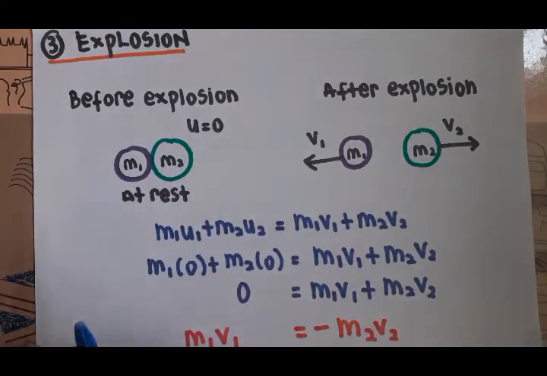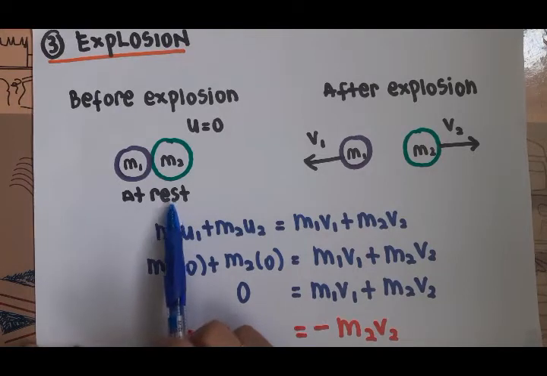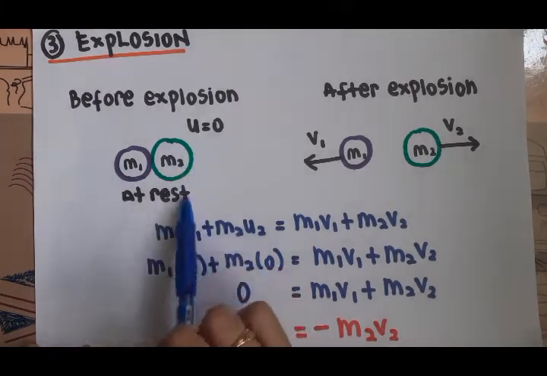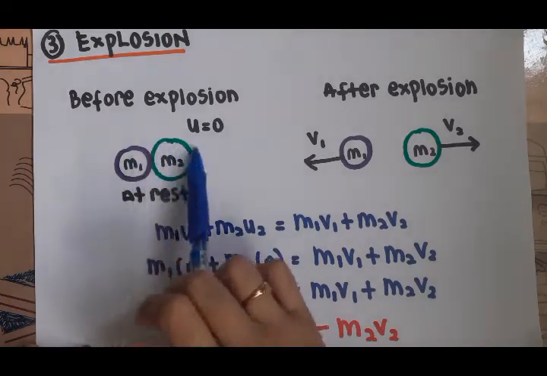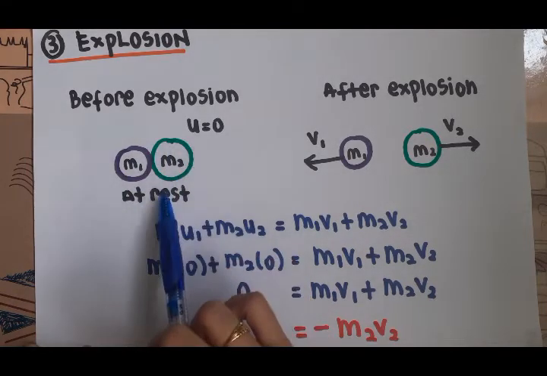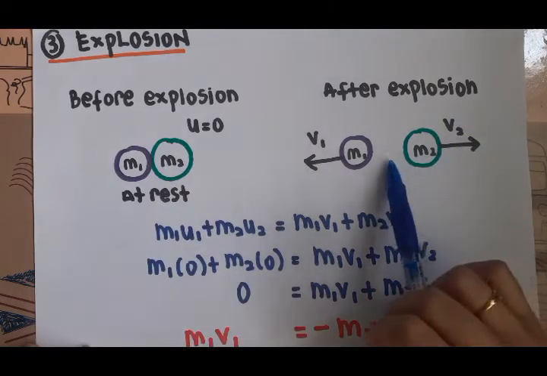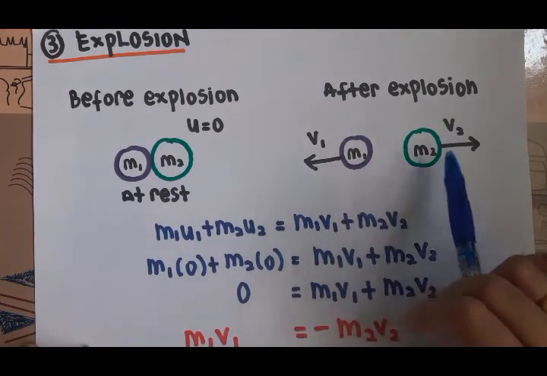Okay class, lastly is explosion. So what is explosion? Explosion happens when at first the two objects stick together at rest. So it means that both objects have no velocity, okay? So after the explosion, the two objects will move separately. That is what we call explosion. Okay class, so the last one is explosion. When the two objects are at rest, it means that the initial velocity for both objects is 0. And then after explosion, the two objects will move separately.